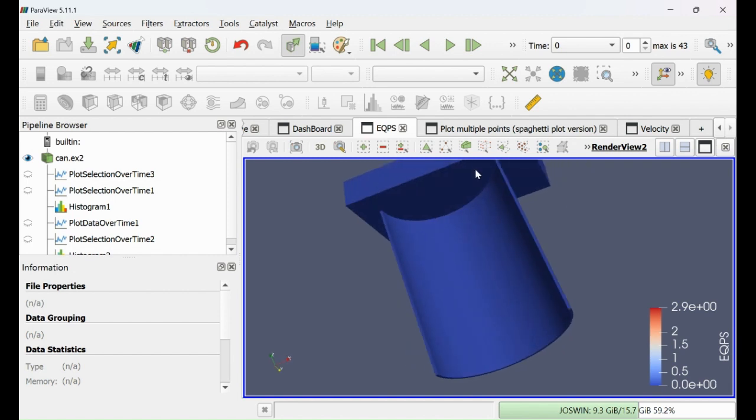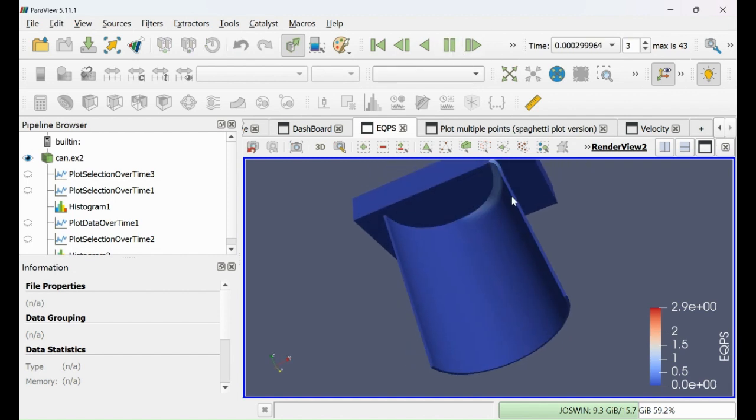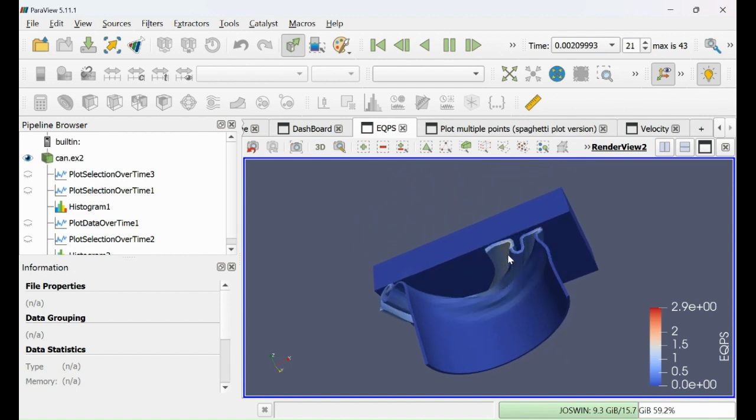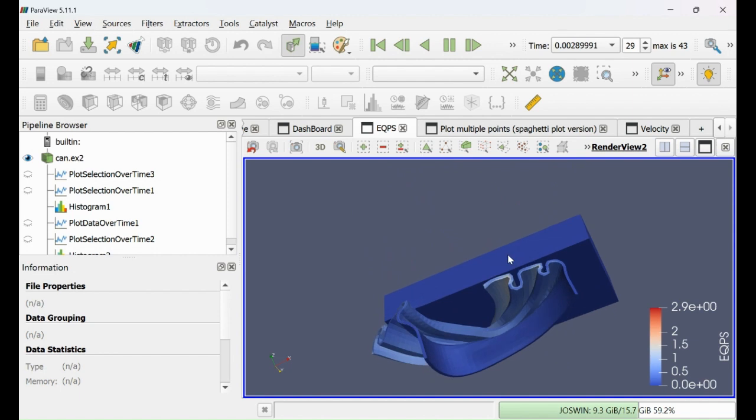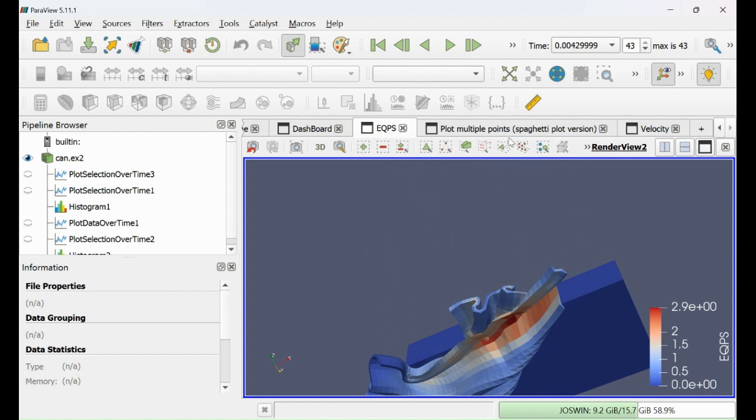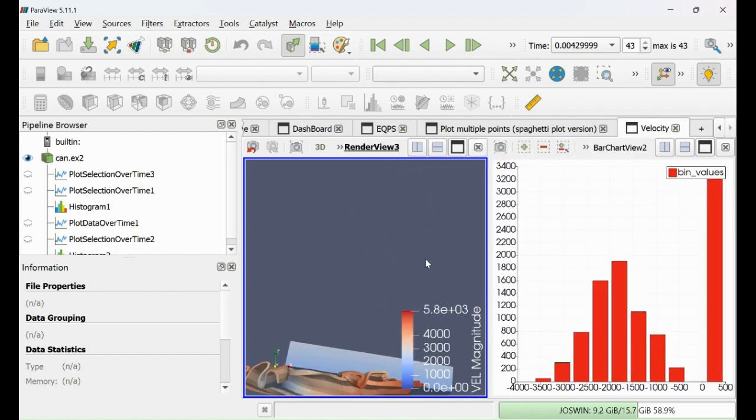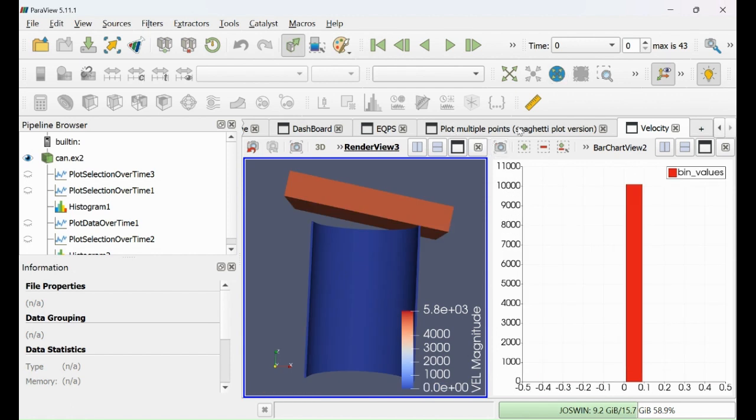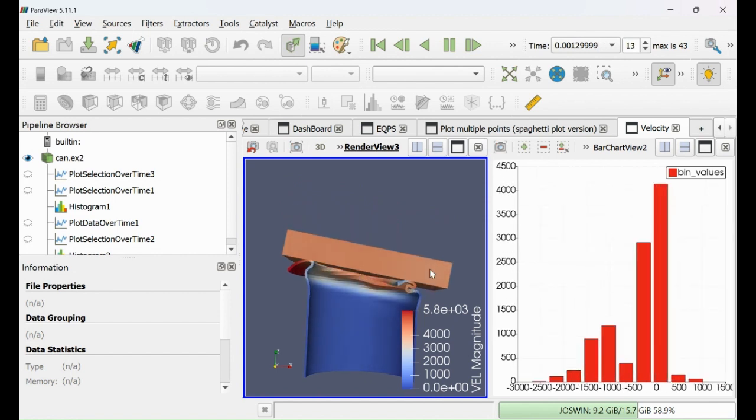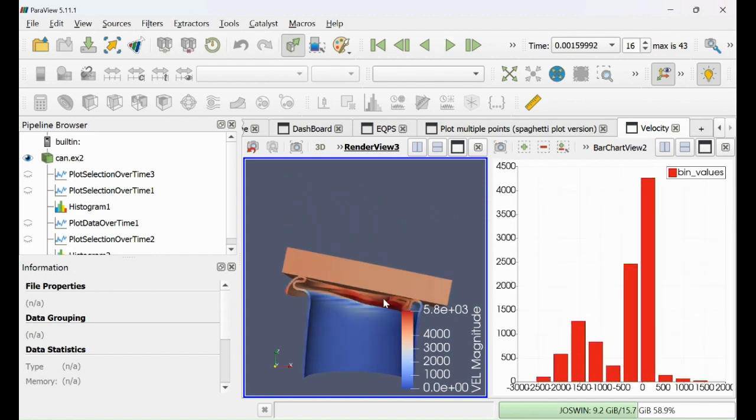So simply at EQS, we are looking at the level of deformation. Now you can see as the time series moves on, the level of deformation increases. So deformation increases with time. However, when we look at the velocity, so let's try to play around. When you look at the velocity, you can notice that some areas are much quicker to get deformed as compared to other areas.